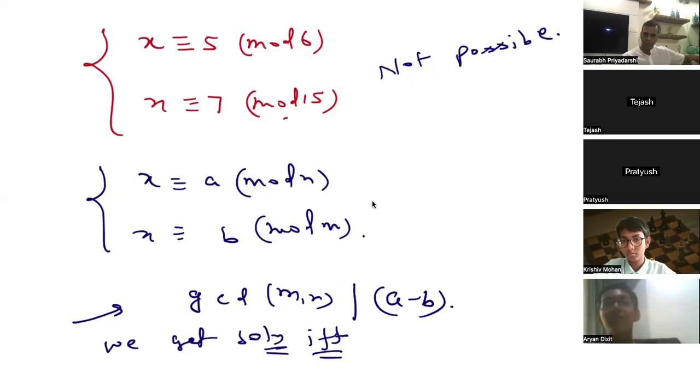May I say my reason for why it's not possible? Yes. Sir, I tried using the Chinese remainder theorem. So I got A1 is 5 and A2 is 7, N1 is 15 and N2 is 6. So we would get that 15x1 is equal to 1 mod 6, which is not possible at all. And 6x2 is equal to 1 mod 15, which is also not possible. Very good. Fair enough. We have done this, right?